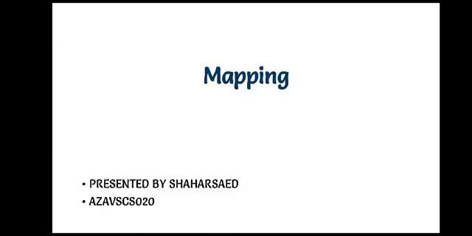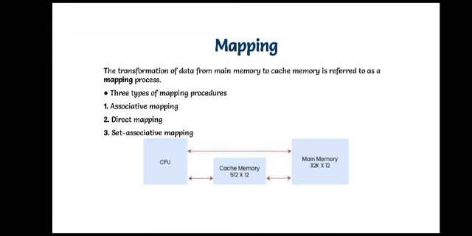Mapping. The transformation of data from main memory to cache memory is referred to as a mapping process.